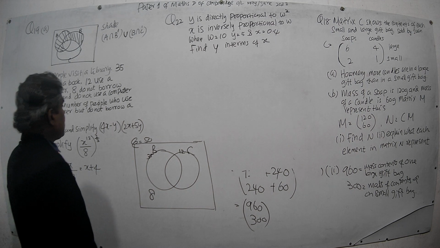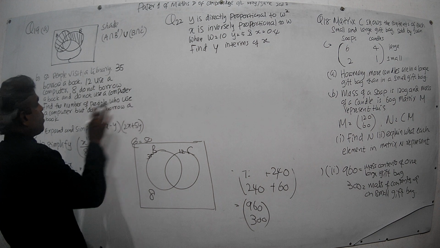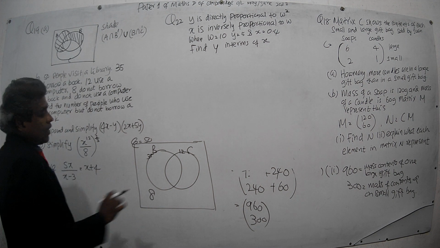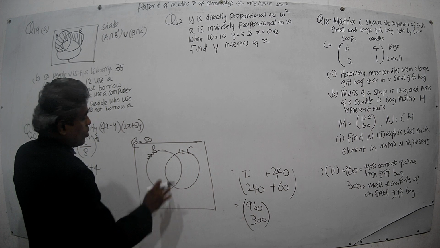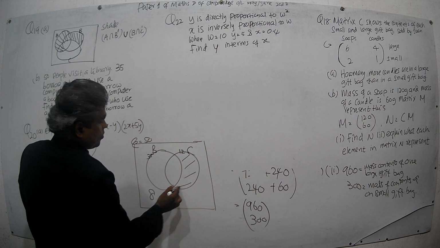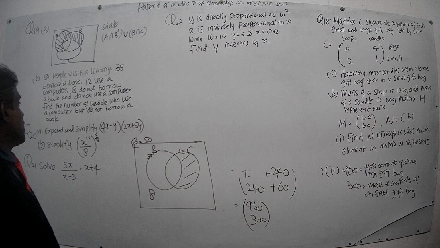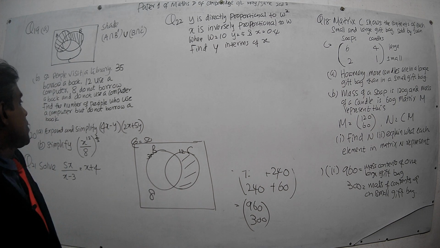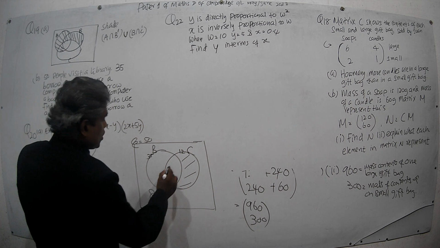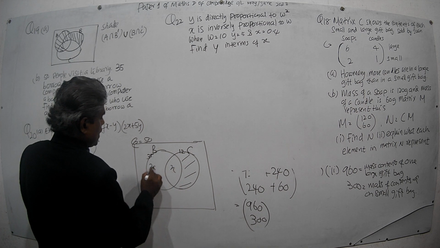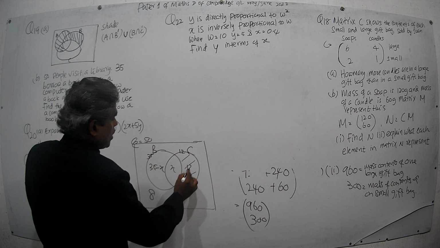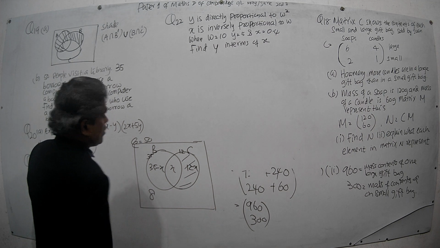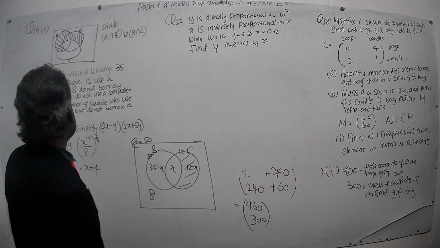Now we want to find the number of people who use a computer but do not borrow a book. That means this part we want, those people who only use a computer. Then we put here x. Then here 35 minus x. Here it will be 12 minus x. Then we can write the equation like this.